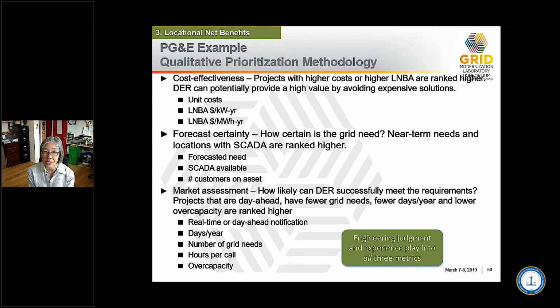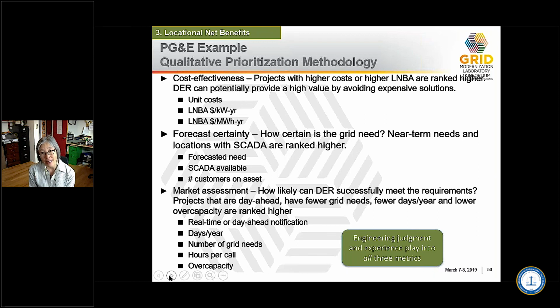The second one is forecast certainty. The idea is, how certain do we know we're going to need this? So obviously, if it's in a couple of years, we're pretty certain. If it's many years out, we're not as certain. If we've got SCADA data and we can really demonstrate from the SCADA data that we've got a need, that's more certain than trying to apply some sort of rules of thumb to load profiles and things like that.